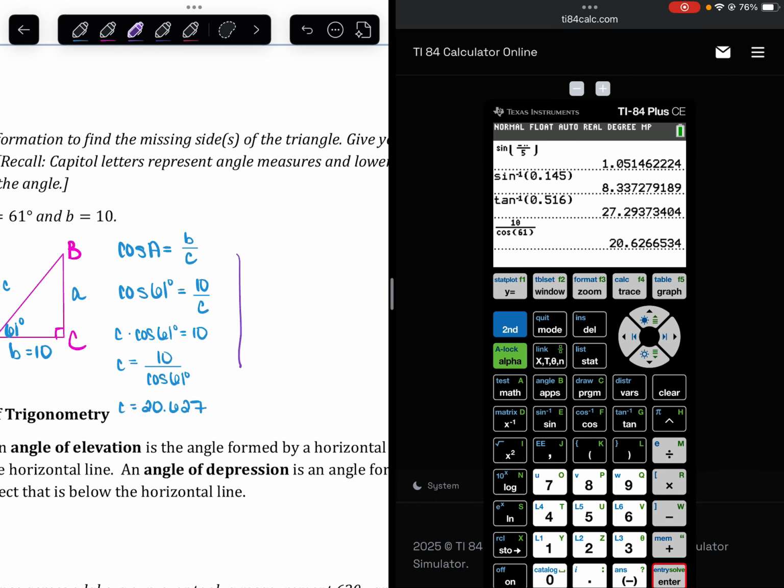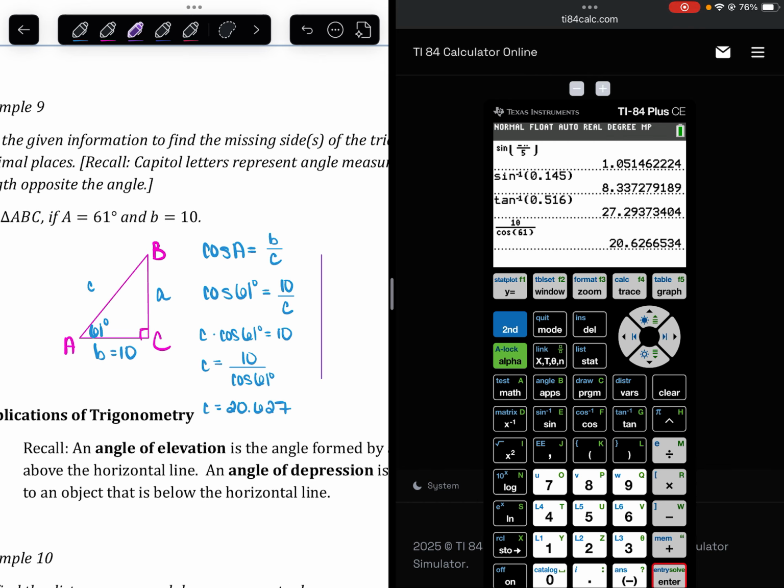Now I want to go find A because we're missing A. Based on knowing the angle B, B is the adjacent leg, A is the opposite leg. So the trig functions that use the two legs are tangent and cotangent. Because I don't have a cotangent button on the calculator, I would choose to use tangent so you don't have to mess with converting it into tangent form anyways.